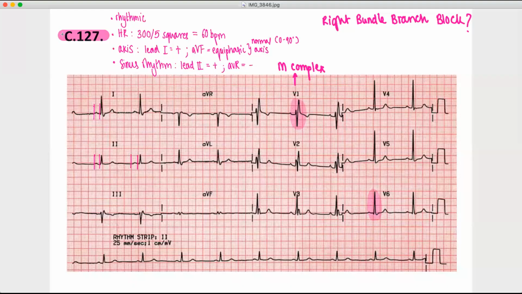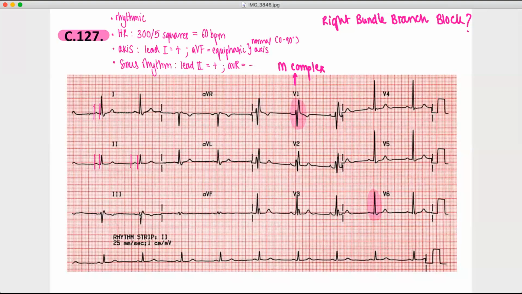Yeah, I can share my screen. Good, do it. 127. Can you see the screen? Yes. So it looks rhythmic. And the heart rate I measured was 60 beats per minute. And the axis is also normal because it's positive in lead one, and I think equiphasic in AVF. And it's a sinus rhythm.